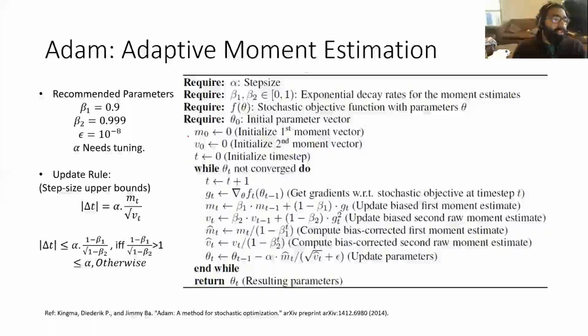And also you should note that there is an update rule. The step size in Adam has upper bounds. So this is the effective step size of Adam. In the first case, you limit the step size to alpha times (1 minus beta 1) divided by the square root of (1 minus beta 2), if 1 minus beta 1 is greater than the square root of 1 minus beta 2. It is set to alpha otherwise.